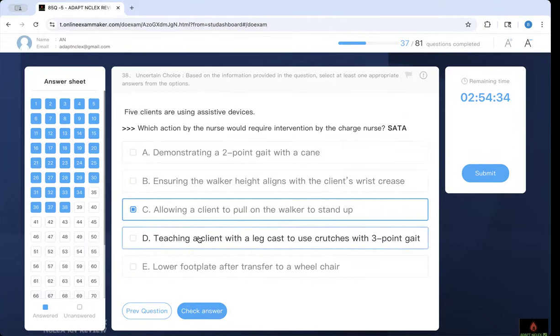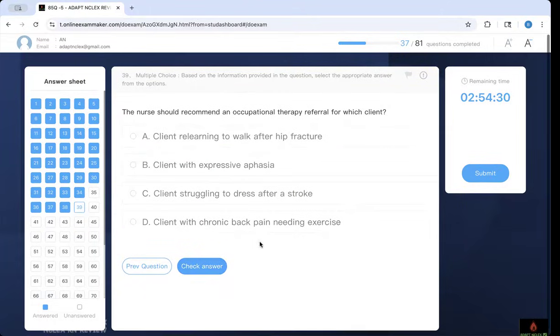If you overselect, you get 0. This is the way I said it so that you can master it. And then she recommended an occupational therapy referral for which client? Who needs occupational therapy? The concept: you need to use your hands below your elbow. So anything below your elbow is occupational therapy.